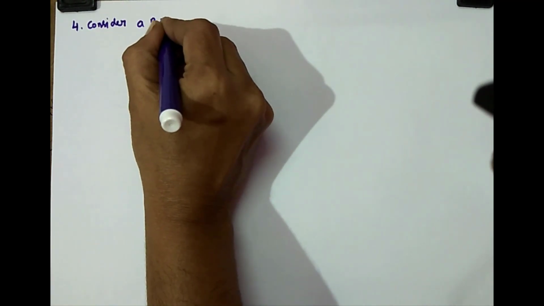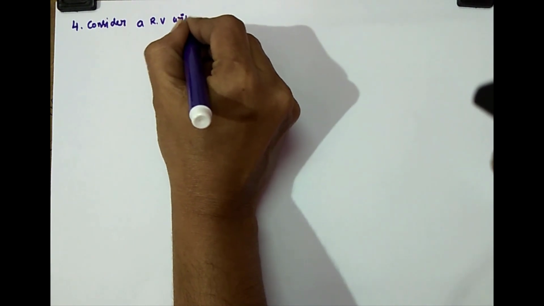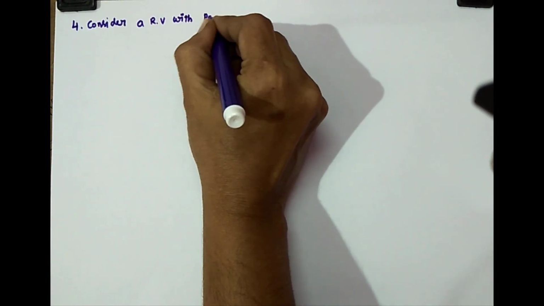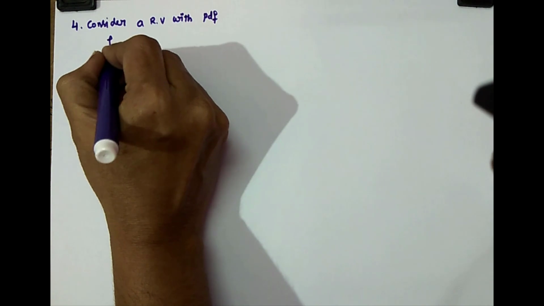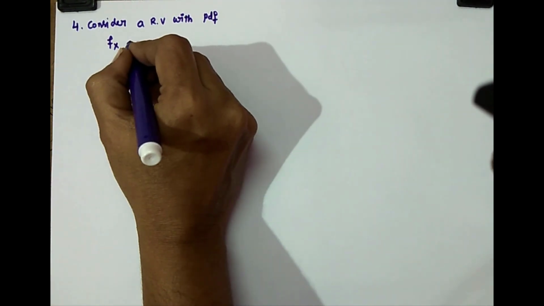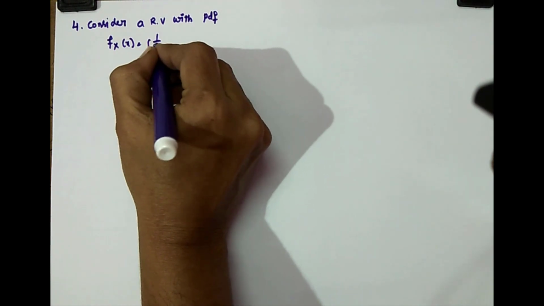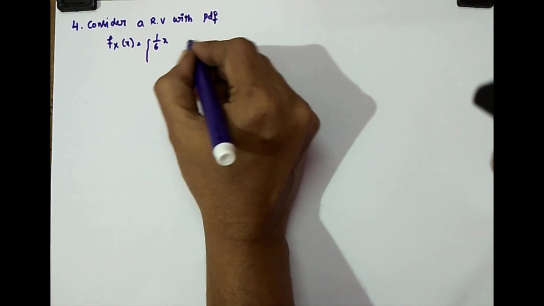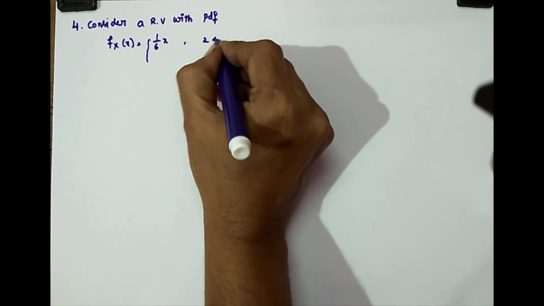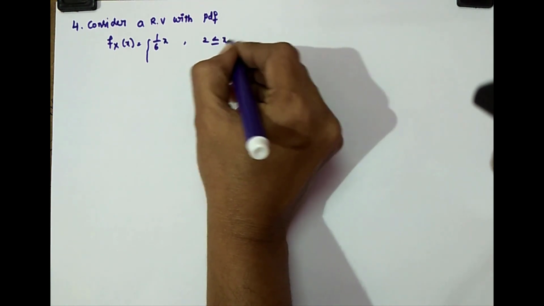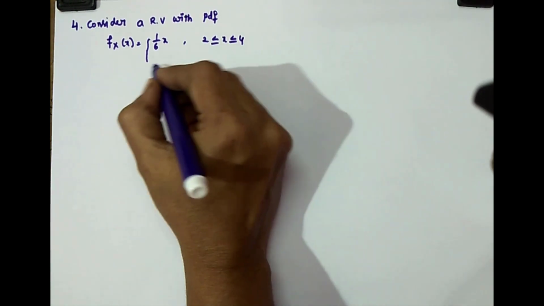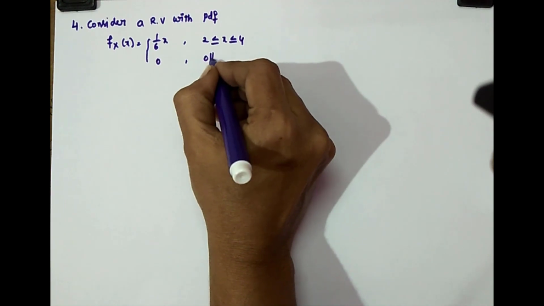Okay. Now consider the next problem. Consider a random variable with the PDF, means the probability density function, fx of x is equal to 1 by 6x between the limits 2 less than or equal to x less than or equal to 4 and 0 otherwise.